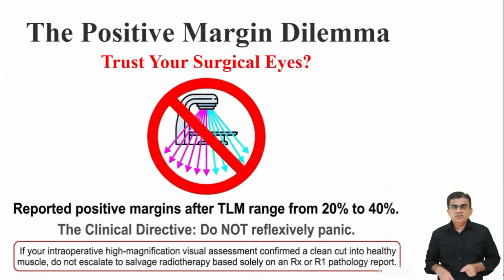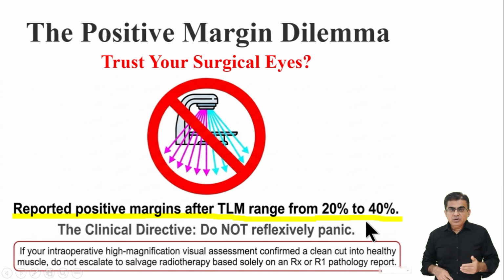Let us now discuss one of the most stressful situations you will face as a laser surgeon. Look at the large red warning sign here. This represents the temptation to immediately send your patient for radiation when the pathology report looks bad. But look at the statistics. Because of the thermal artifacts and tissue shrinkage we just discussed, the reported rate of positive margins after TLM is notoriously high. It can easily range from 20 to 40%.